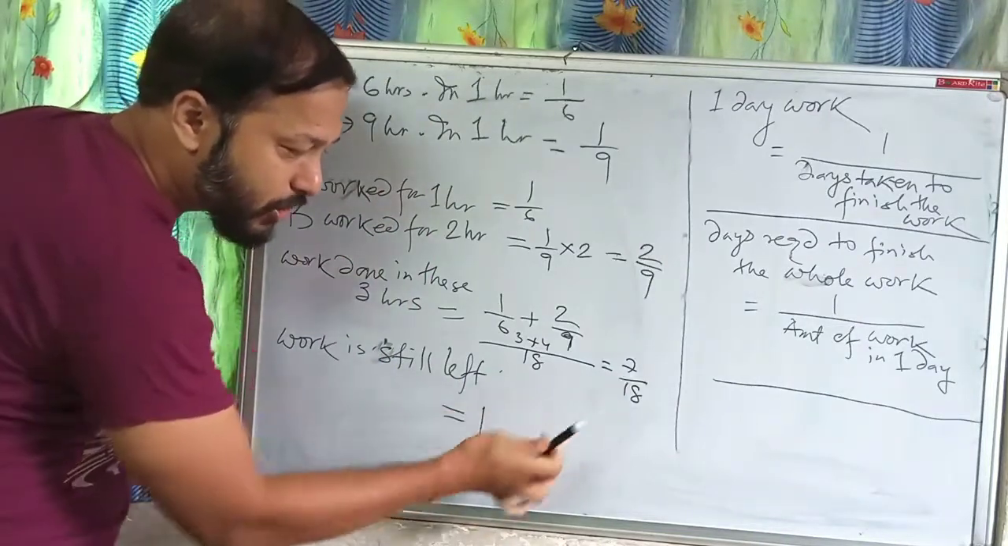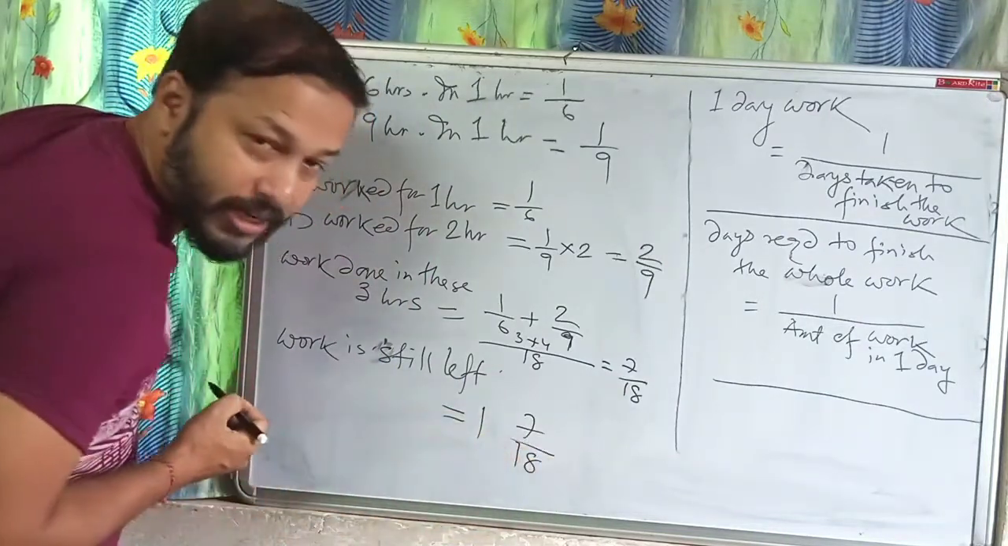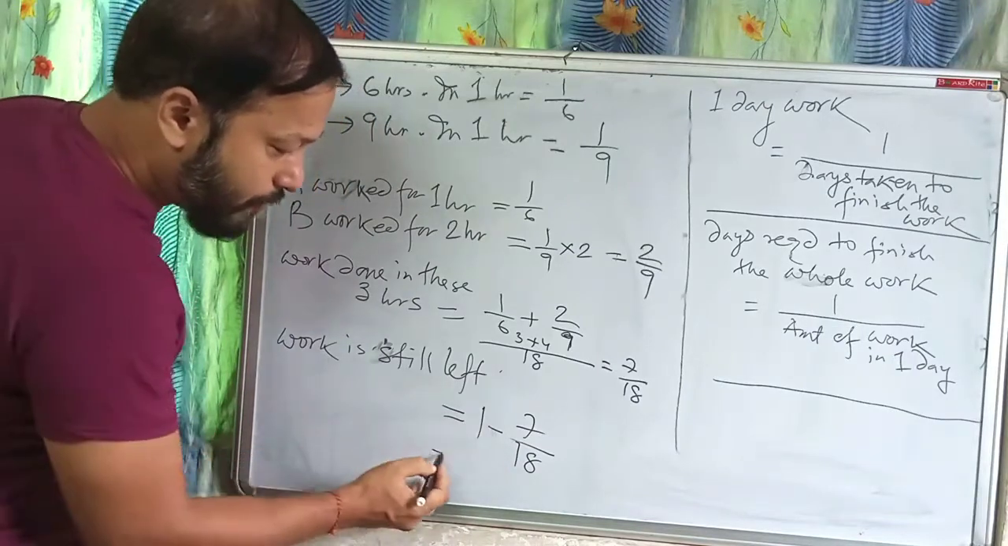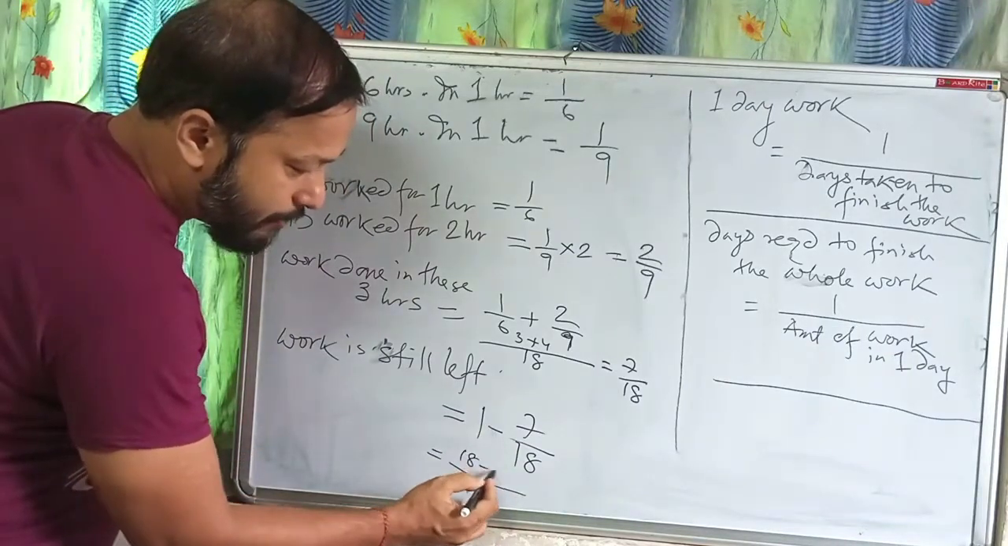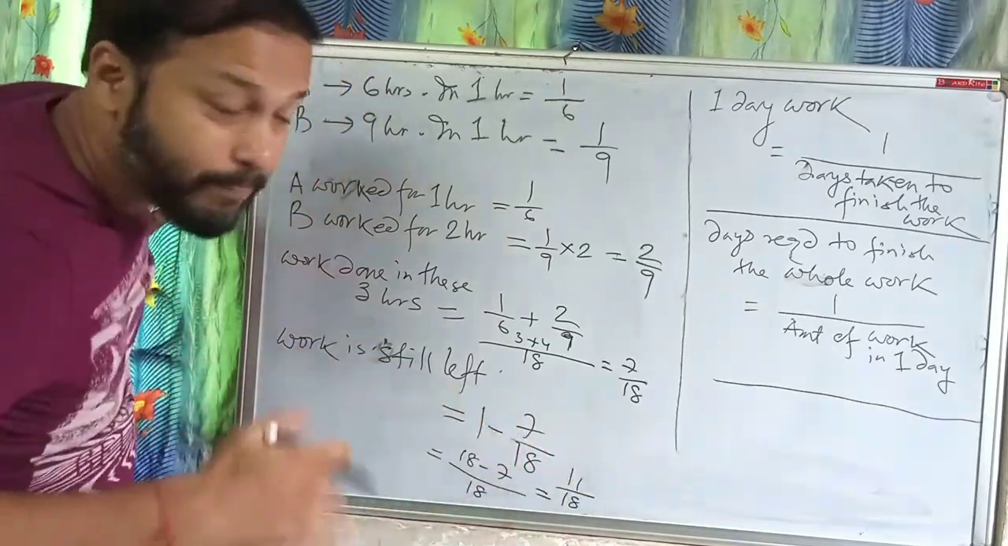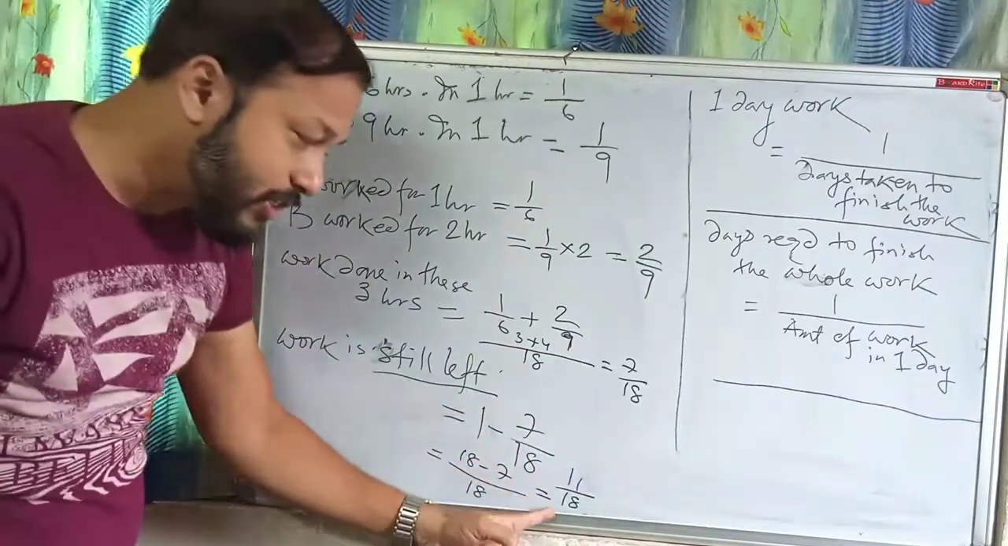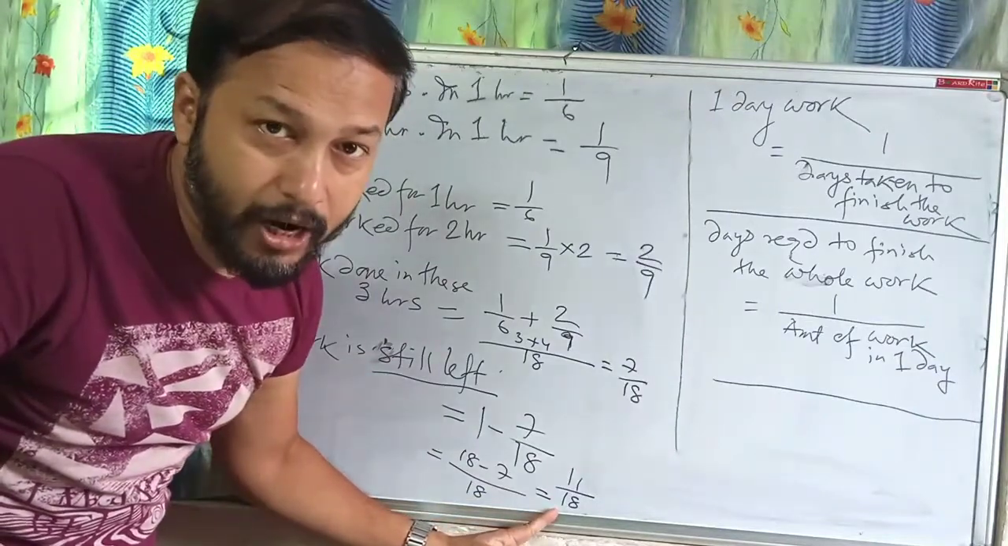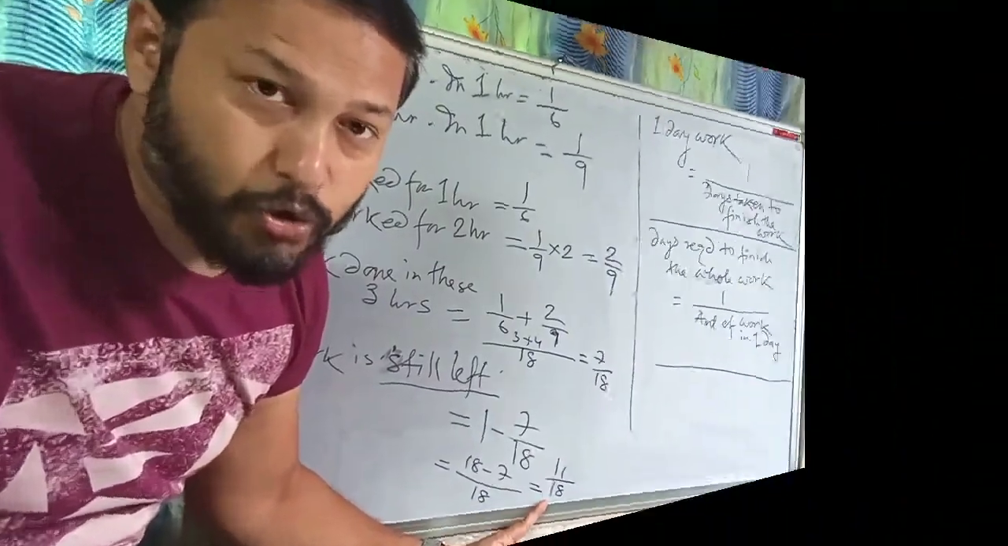How much is done? 7 by 18 is done. So you have to subtract it. 18 minus 7 is 11, so 11 by 18. This is the amount of work still left. Understood? We'll move to our next question.